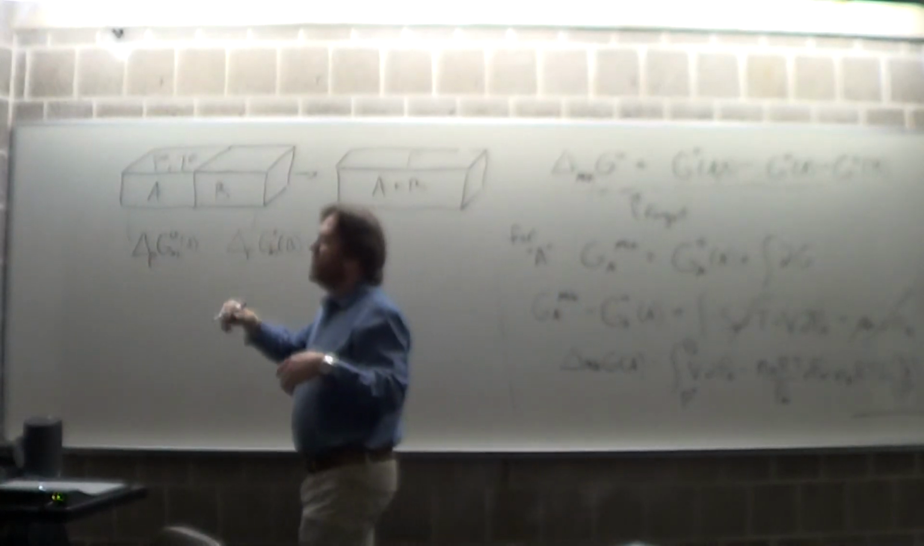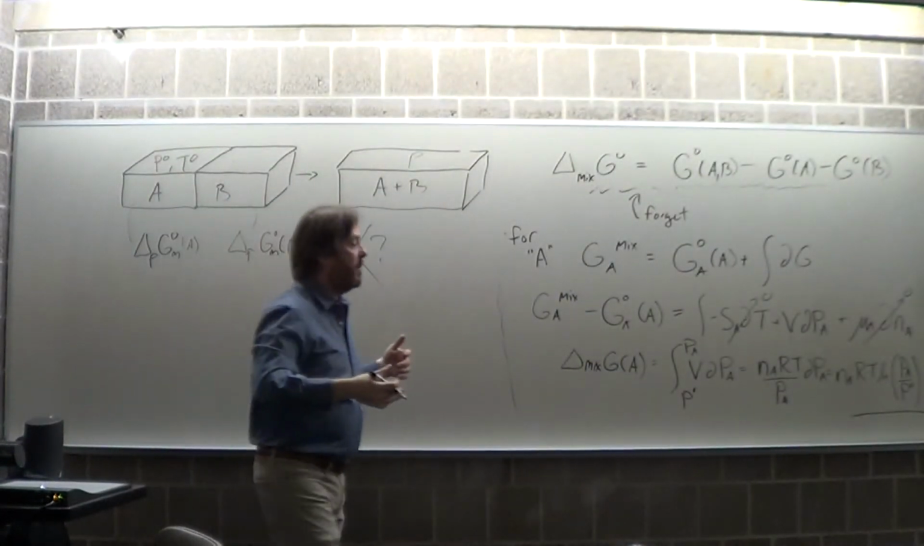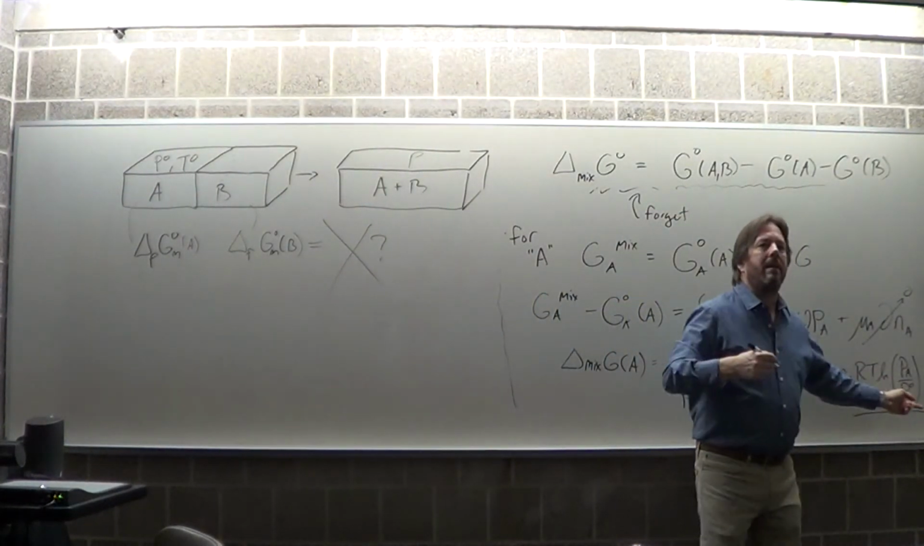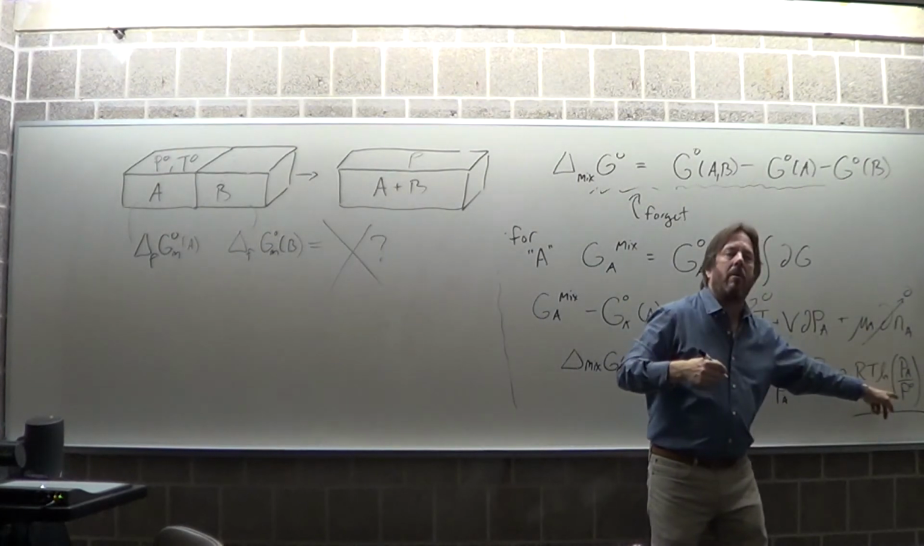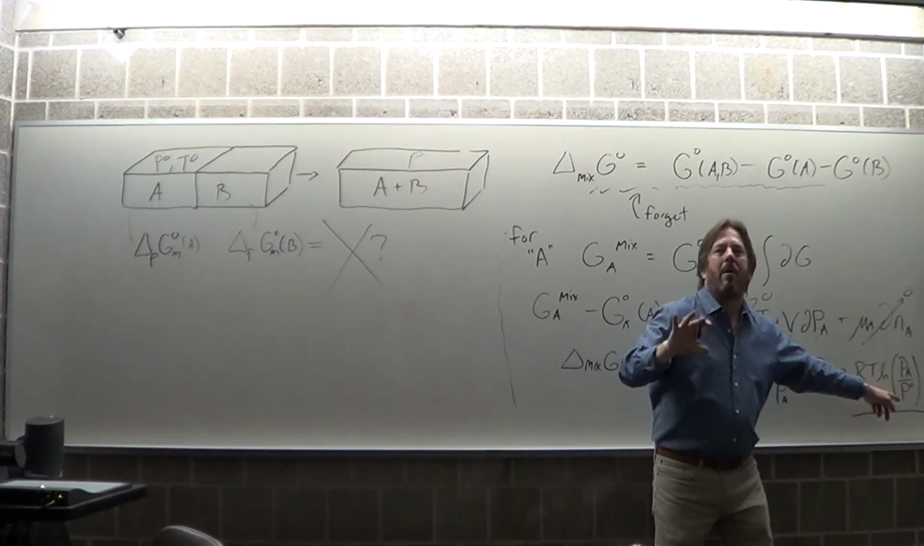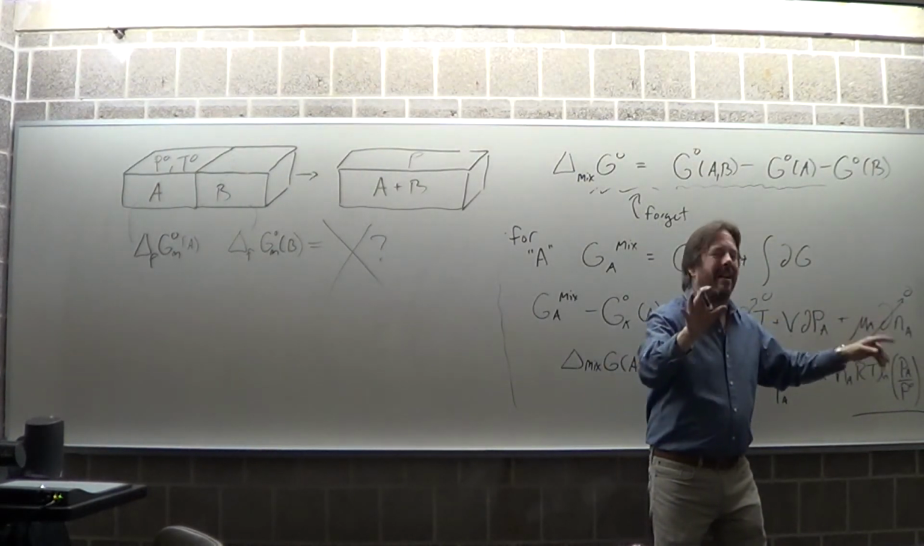So that means that A's partial pressure will basically halve. It'll be half what it used to be. And so I can see that in NRT ln, is this ratio here greater or less than 1? Less than 1. Yeah, it'd be about half, right? Now, maybe it's not a perfect gas, but let's say it is.